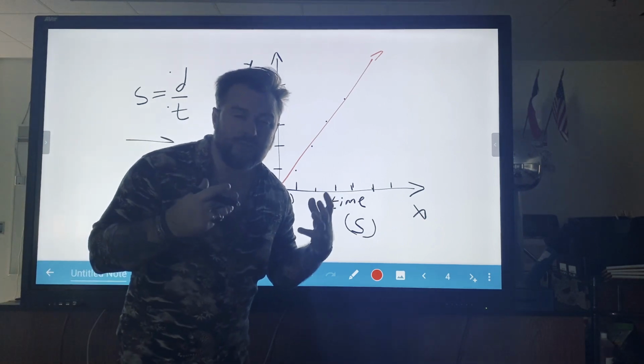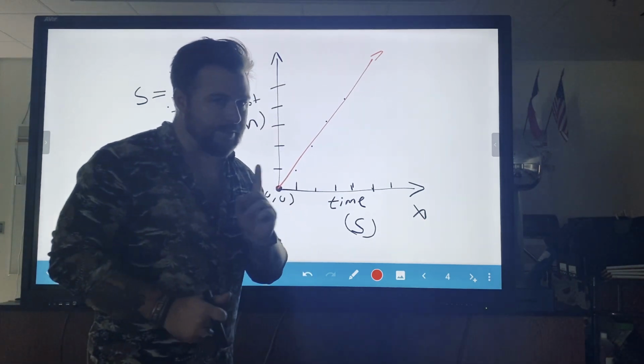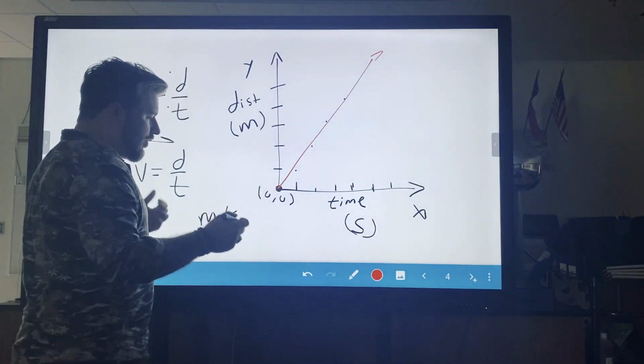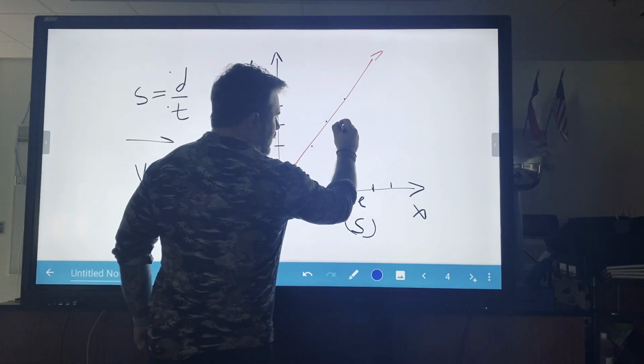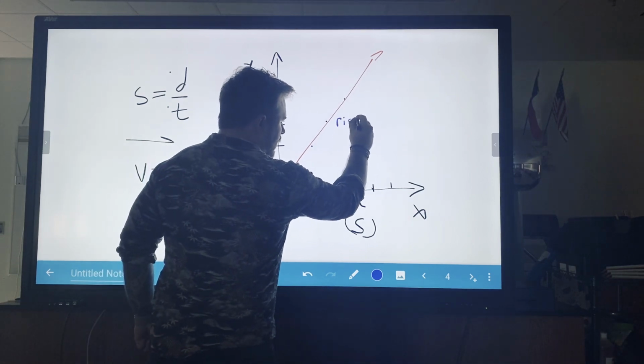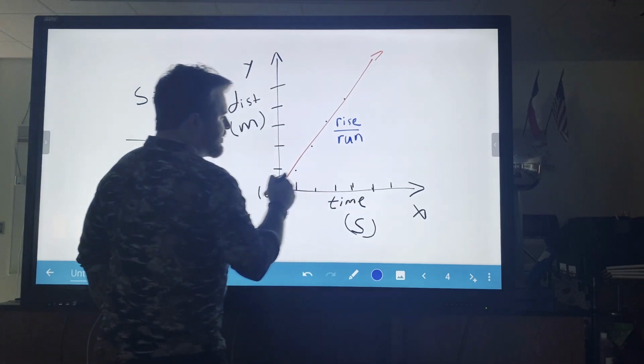Well, how do you analyze a line? Let's look at the slope. Remember the slope? The slope is what? Rise over run.